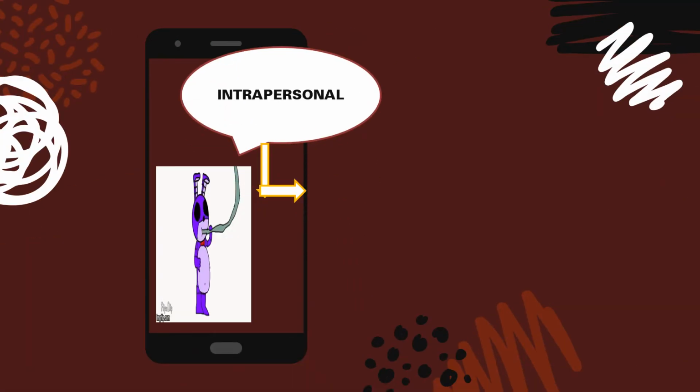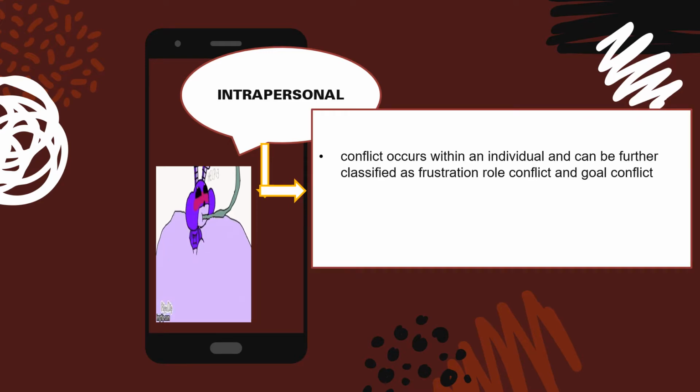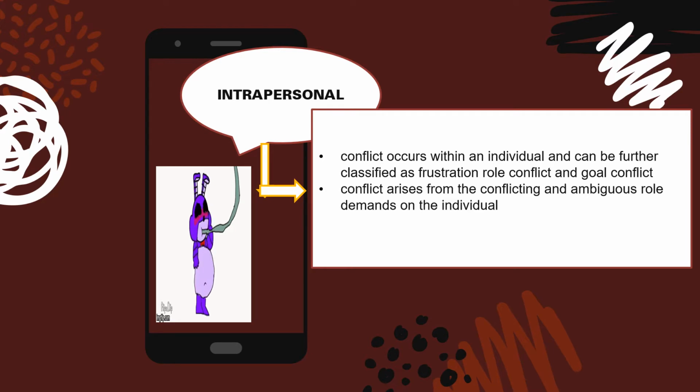Intrapersonal conflict occurs within an individual and can be further classified as frustration, rule conflict, and goal conflict. Frustration stems from blockages in the attainment of a goal. Rule conflict arises from conflicting and ambiguous role demands on the individual. Goal conflict is caused by the exclusion of the possibility of attaining one goal with the attainment of another goal.